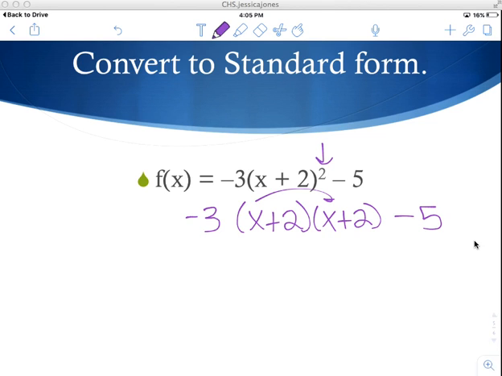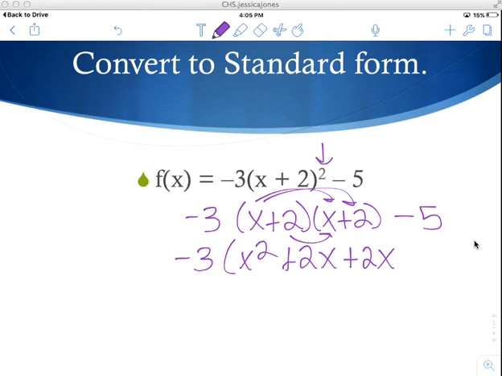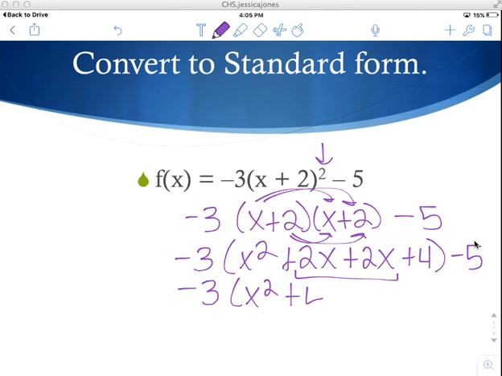X times x gives us x squared. X times 2 gives us 2x. 2 times x gives us 2x. And 2 times 2 gives us 4. We need to just simplify this down as far as possible. So the 2x and the 2x become 4x.